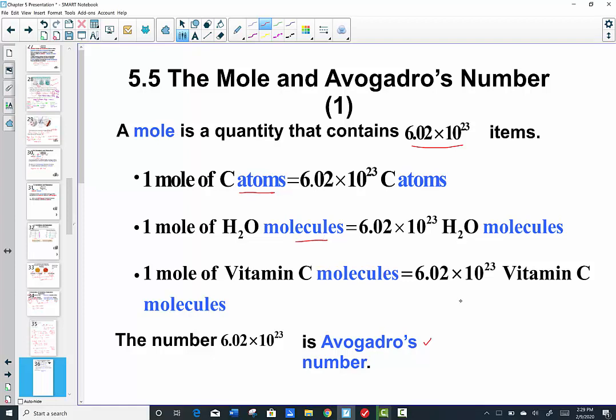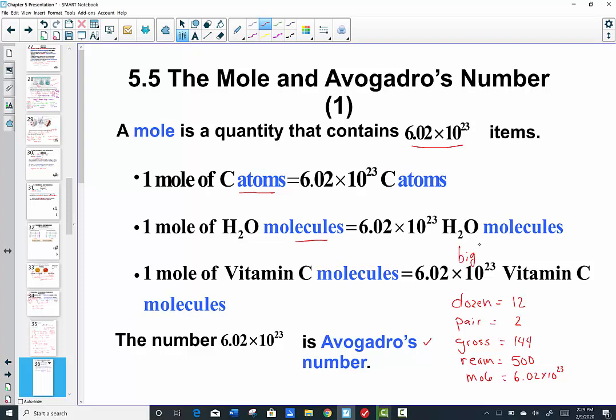There are certain words that represent numbers. If I say the word dozen, you think of the number 12. If I say the word pair, you think of 2. If I say a gross, that's a dozen dozen, 144. A ream of paper contains 500 sheets. These are words that represent numbers. When I say the mole, you think of the number 6.02 times 10 to the 23rd. I can have moles of atoms, molecules, ions, pencils, anything.